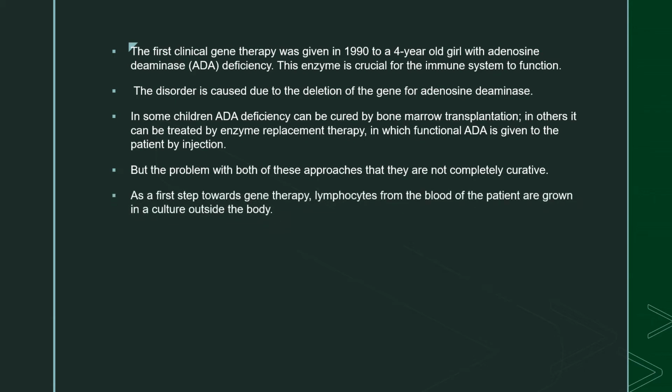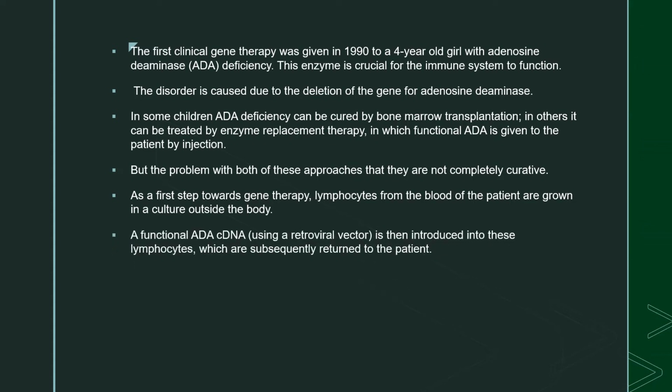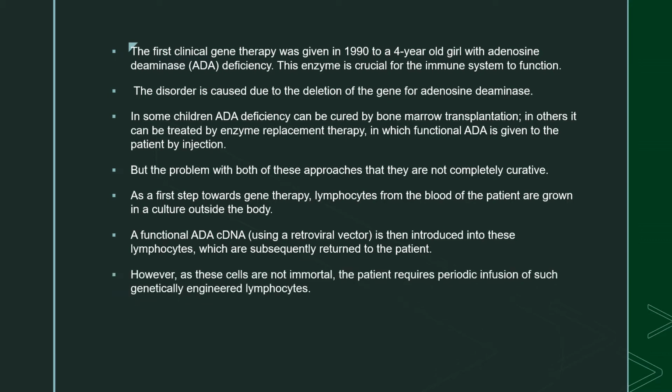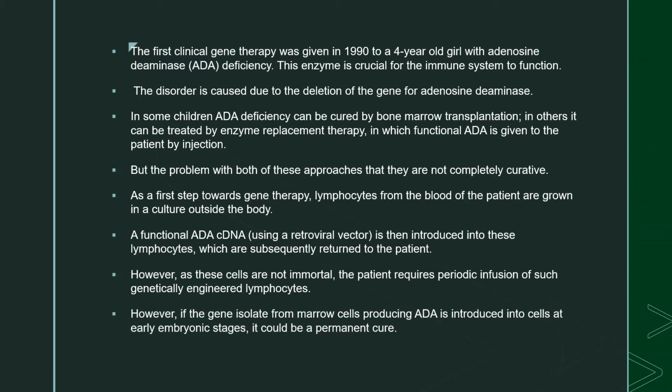As a first step towards gene therapy, lymphocytes from the blood of the patient are grown in a culture outside the body. A functional ADA complementary DNA is then introduced into these lymphocytes, which are subsequently returned to the patient. However, as these cells are not immortal, the patient requires periodic infusion of such genetically engineered lymphocytes. However, if the gene isolate from marrow cells producing ADA is introduced into cells at early embryonic stage, it could be a permanent cure.